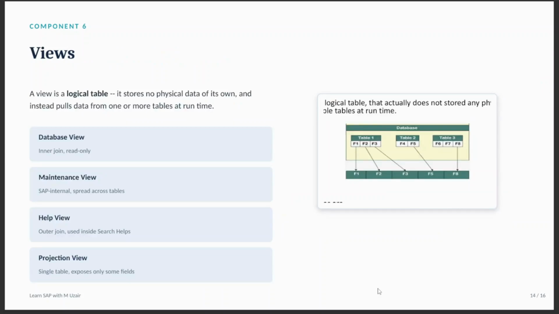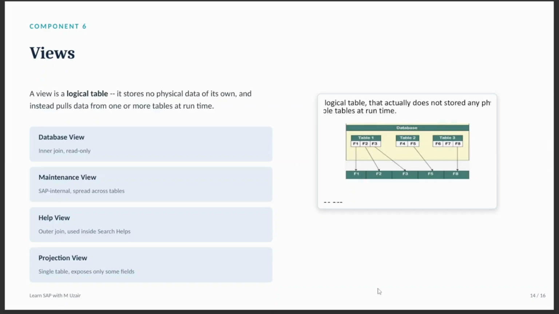Okay, come to the views. A view is a logical table actually. It holds no physical data in it. It just extracts data from one or more tables at runtime only. Remember, at runtime only. When we call the view, it just picks the data from multiple tables of those fields we have used in the view and just shows it on the screen to the user.